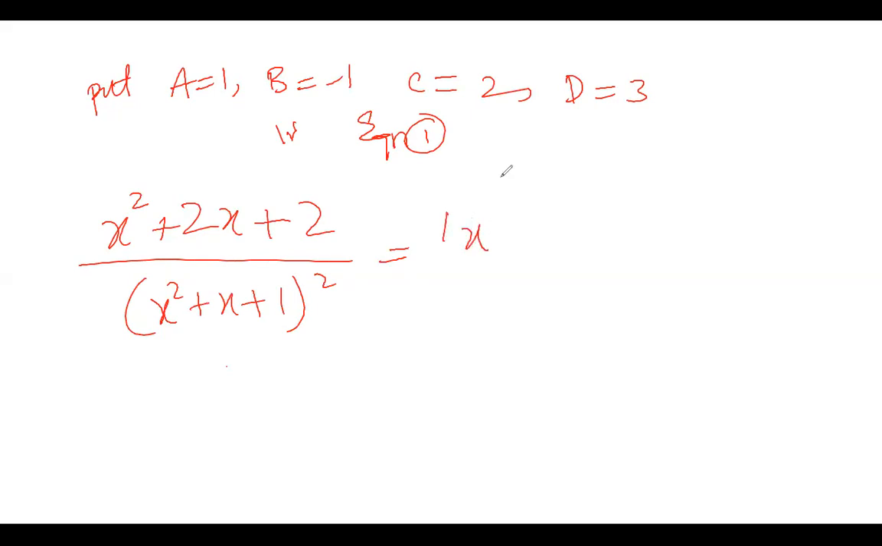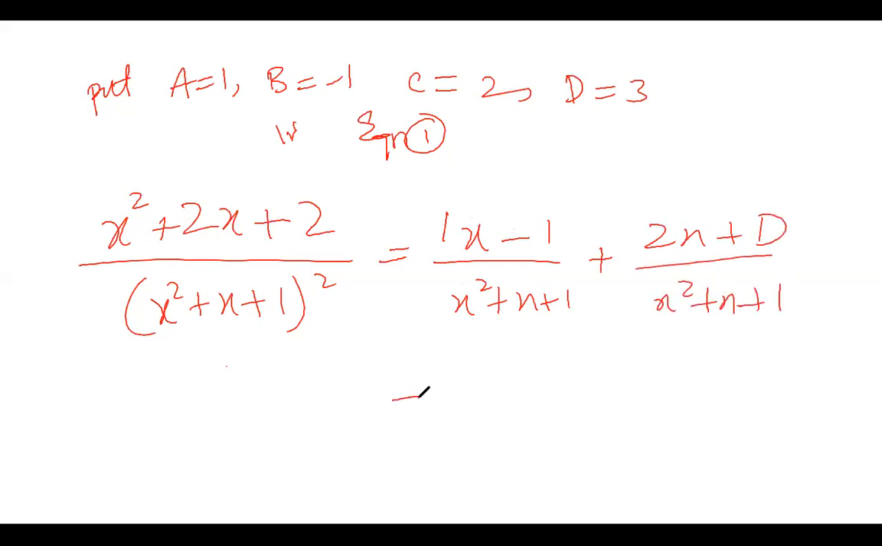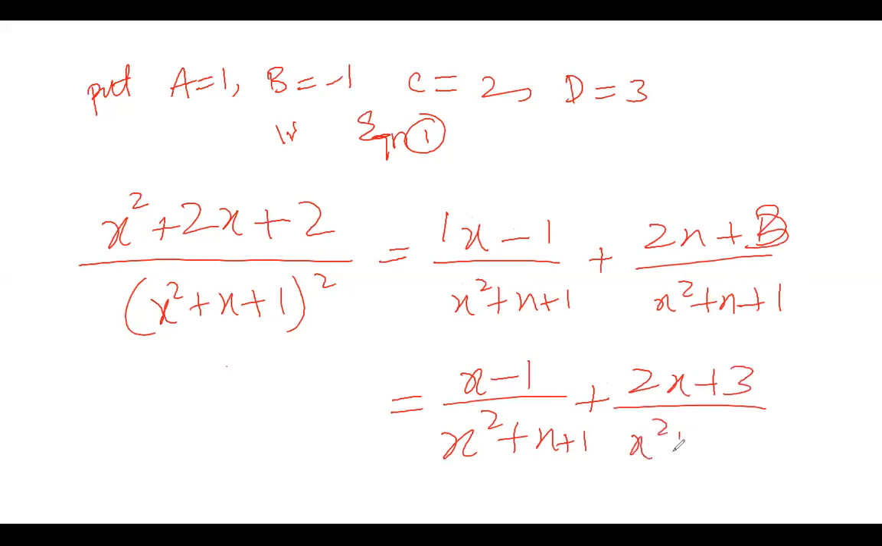1x, value of B is equal to minus 1 over x square plus x plus 1, and the value of C is equal to 2x, value of D is equal to 3 into x square plus x plus 1. This is equal to x minus 1 over x square plus x plus 1 plus 2x plus, oh sorry, value of D is 3 over x square plus x plus 1 whole square. Here it is. So this is our final answer.